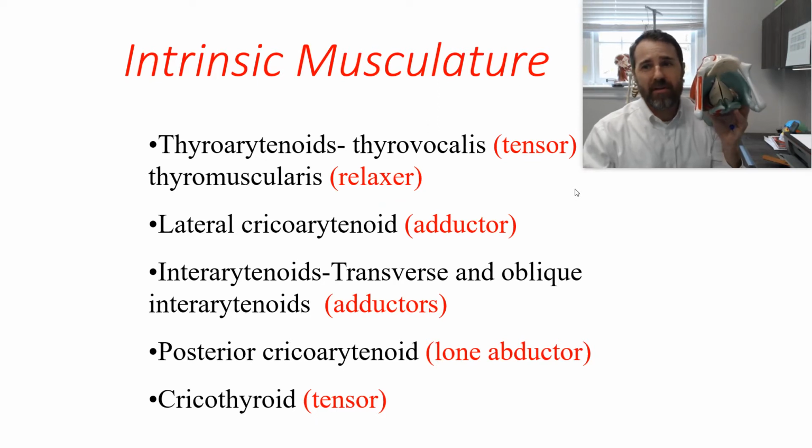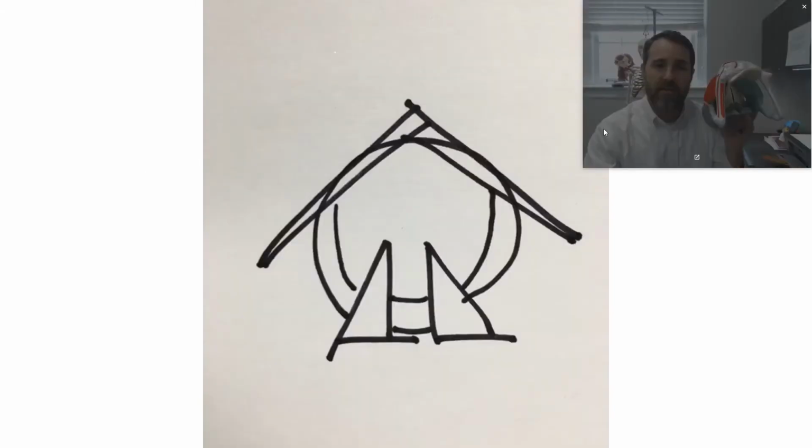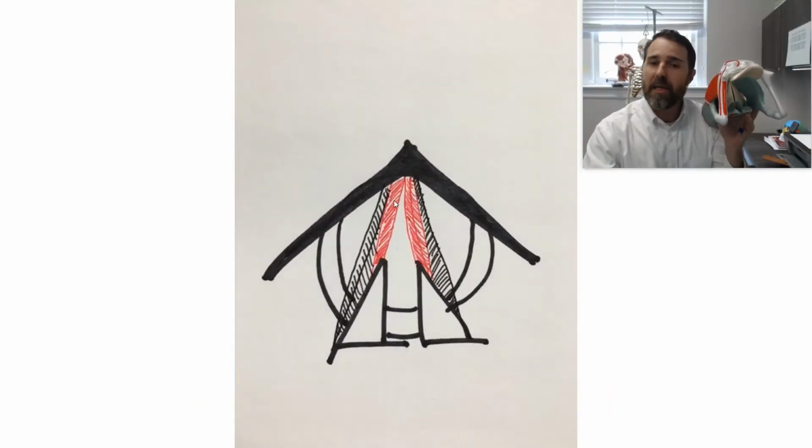And the vocal folds are divided up into two divisions. Two individual muscles make up the vocal folds. They are the thyrovocalis and the thyromuscularis. The thyrovocalis is the one that is most medial, so the one in the middle.